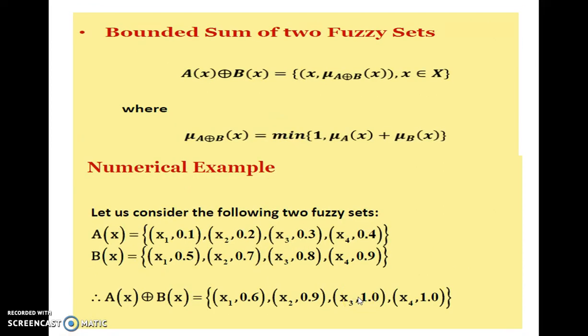The next is the bounded sum of the two fuzzy sets A of x. This sign is used to denote a bounded sum between the two fuzzy sets. Find the data members for x, mu of A plus B of x.